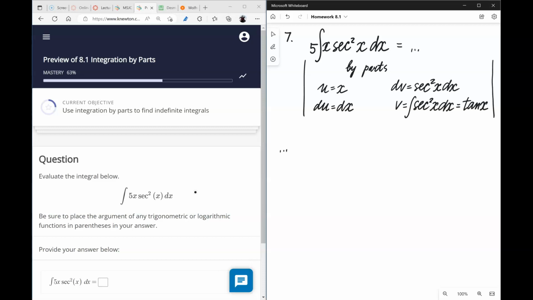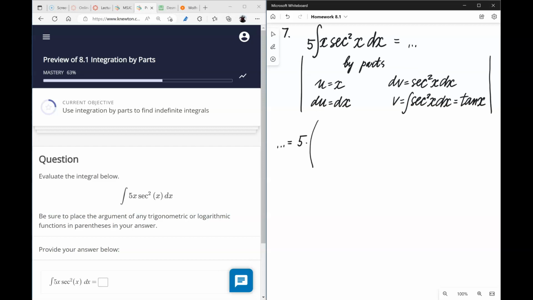So I'm going to continue with my solution. I still have that 5. And now what I'm writing here is just an integral, so we're going to have a parenthesis here for the entire integral, right? 5 is not part of it. 5 is outside. And we're going to write uv, which is x tangent x, minus integral of v, which is tangent x dx. And this could be the reason why you may want to keep 5 inside and make it part of the integration by parts, so that you don't have to deal with this giant parenthesis here.